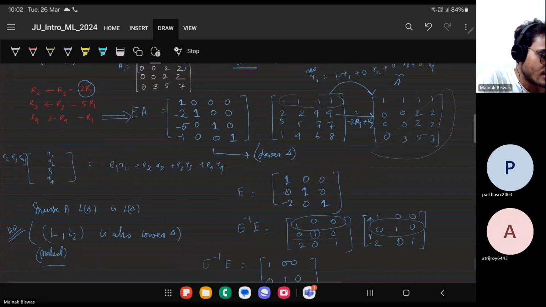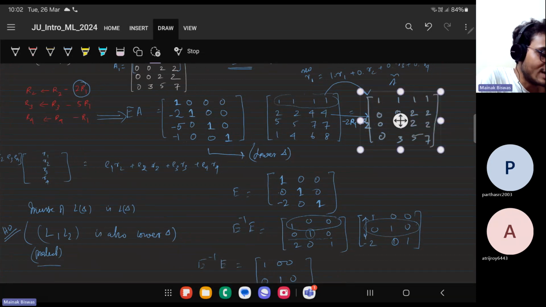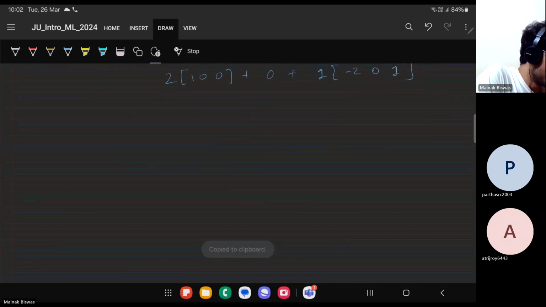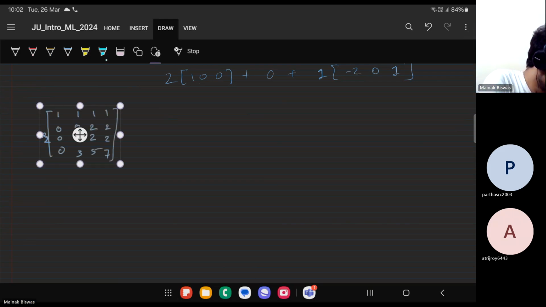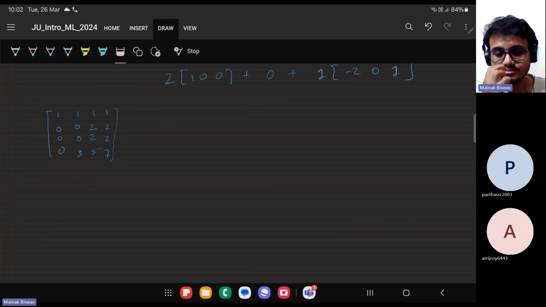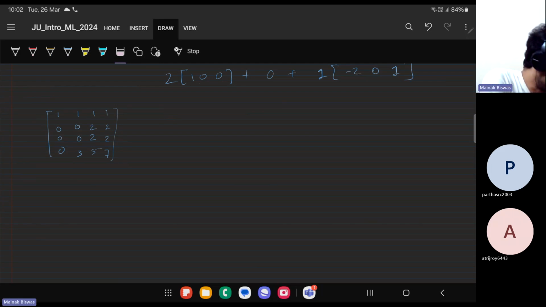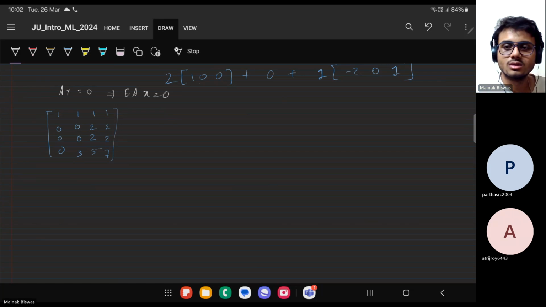Right? So do you agree that EA also will have the same column space, same null space? Right? Do you agree they will have the same null space or not? We showed, right? AX is equal to 0 means EAX is equal to 0 also. Yes, so A and EA have the same null space.